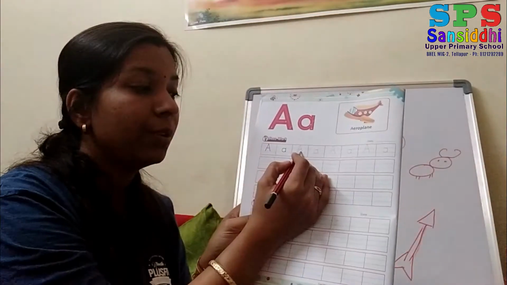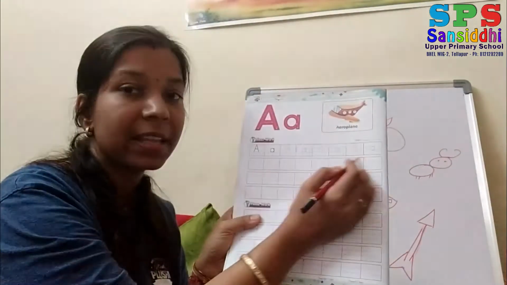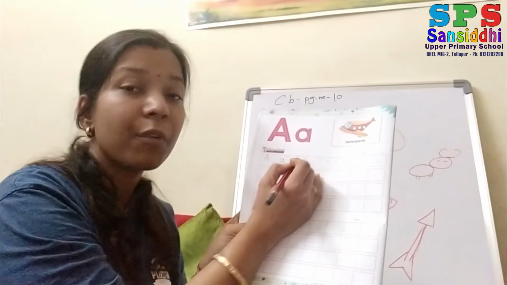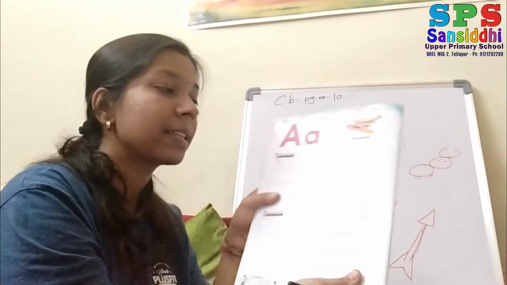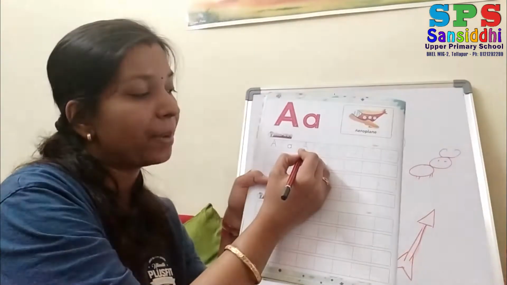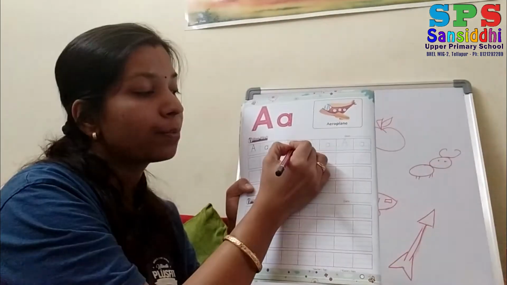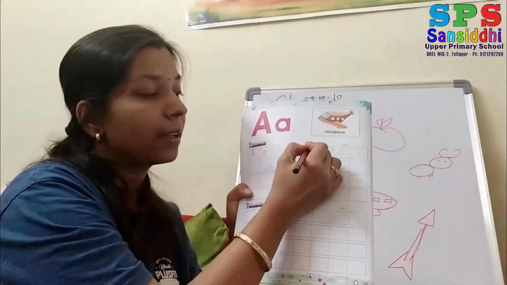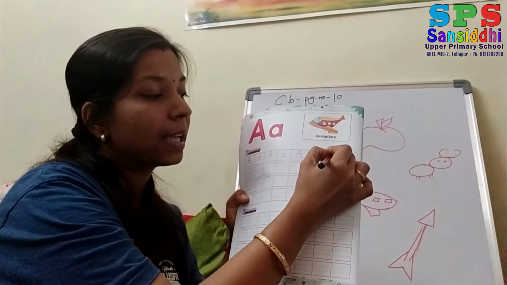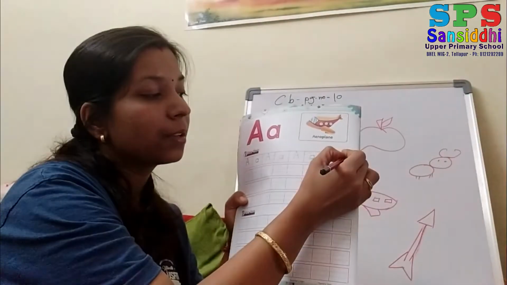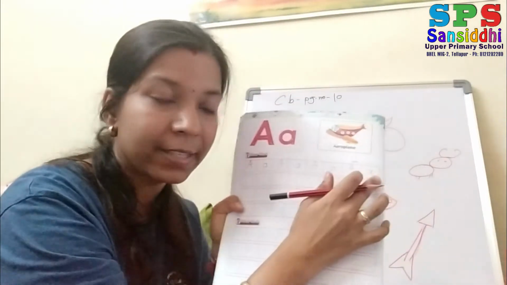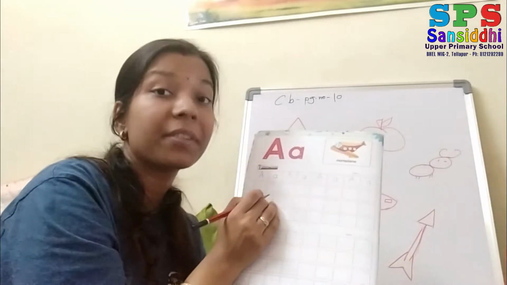Now, what you have to do? You have to look here, first line. They have given only first line for tracing. How you have done your strokes, the same thing you have to do for letters also. Capital A, small a. Capital A, small a. Capital A, small a. So first line is for tracing only. Now it's time for writing.